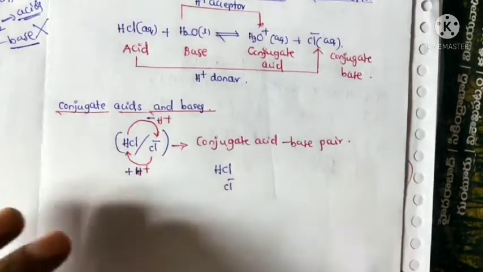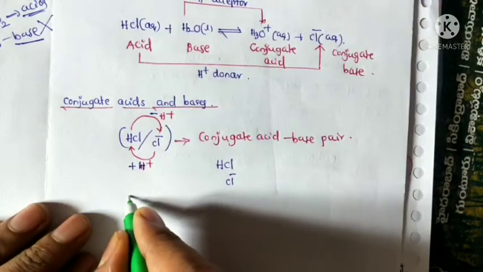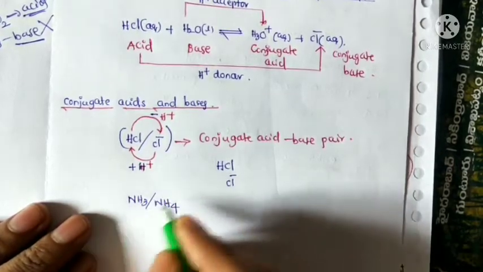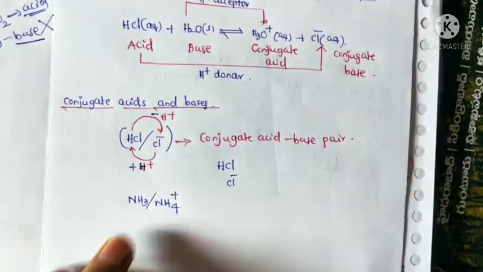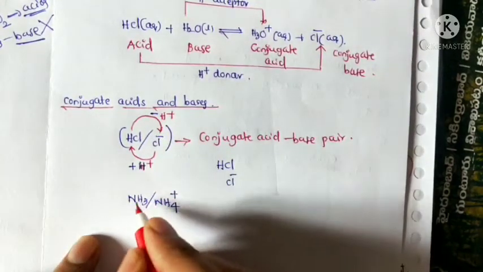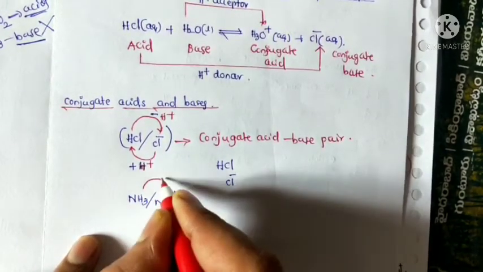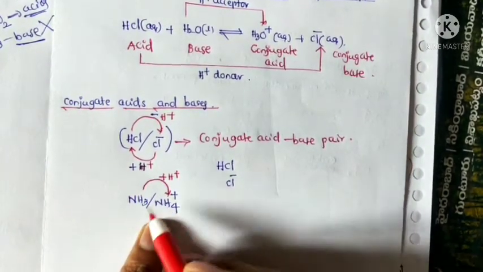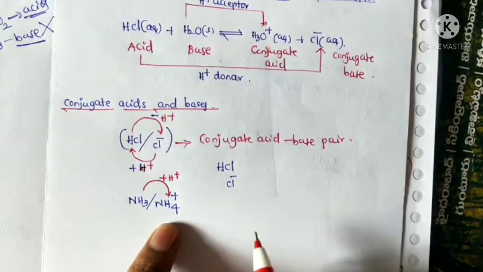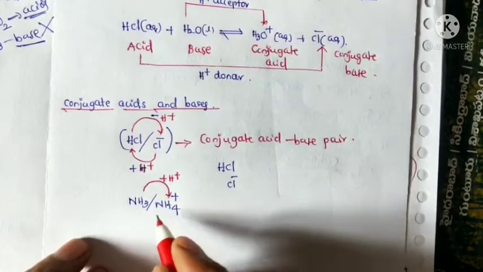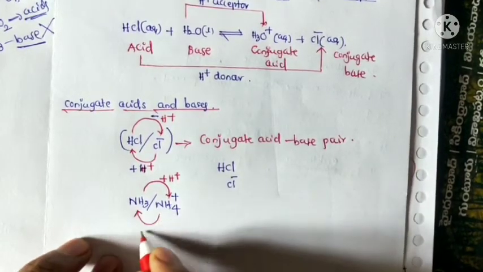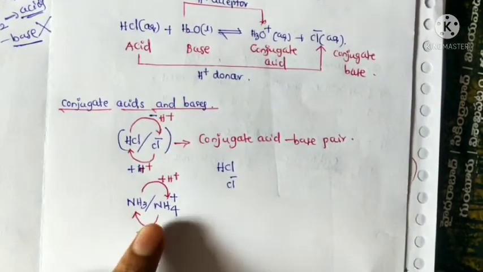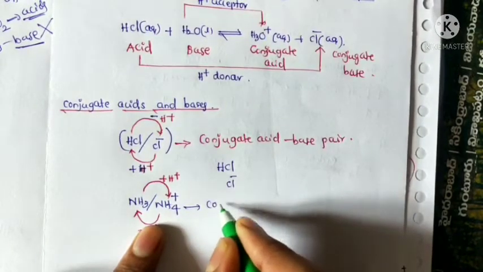So for example, another pair is taken, that is NH3, ammonia, and NH4 plus, the ammonium ion. If it accepts one H plus ion, that is, accepts one proton, it can be converted into NH4 plus, the ammonium ion. With the loss of one proton, it can be converted into ammonia. So this pair is called a conjugate acid base pair.